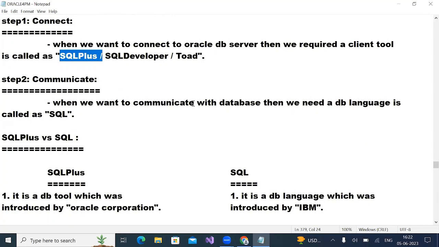When we want to communicate with the database, we definitely require one language. When two people want to talk to each other, they require some language. The same goes for communication between a user and a database. We require one language, and of course your database supports only one language. That means the database cannot understand C language, C++, Java, .NET, or Python. These kinds of languages the database cannot understand.